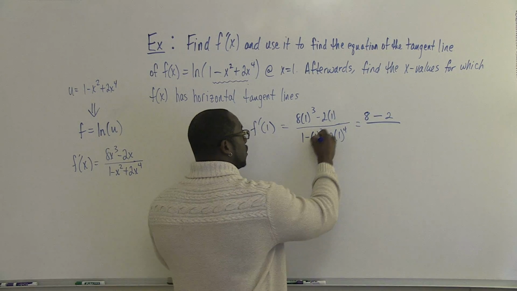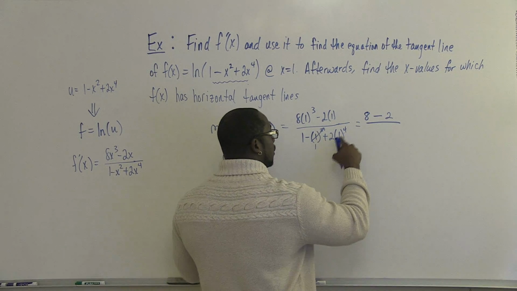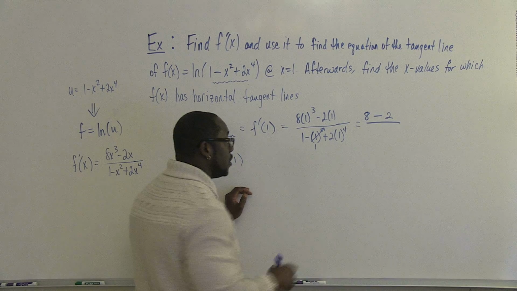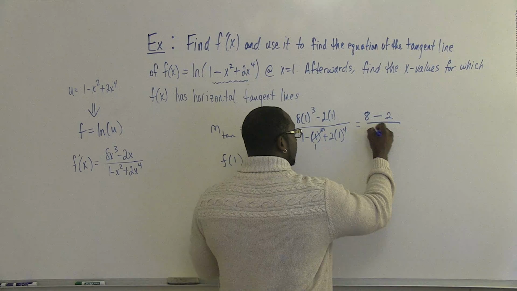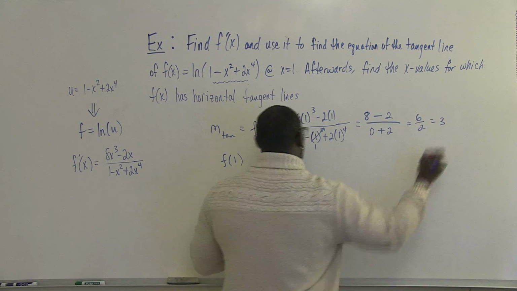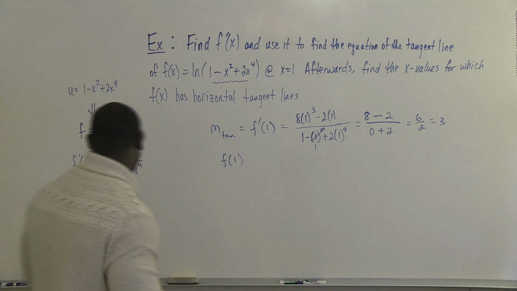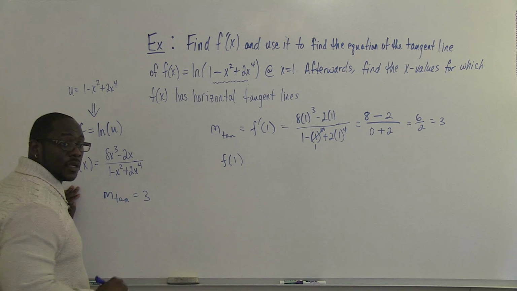Of course, 1 minus 1 ends up being 0. And then 1 to the 4th is 1, times 2 is 2. So we just have 0 plus 2, and of course, that ends up being 3. So the slope of the tangent line is equal to 3.